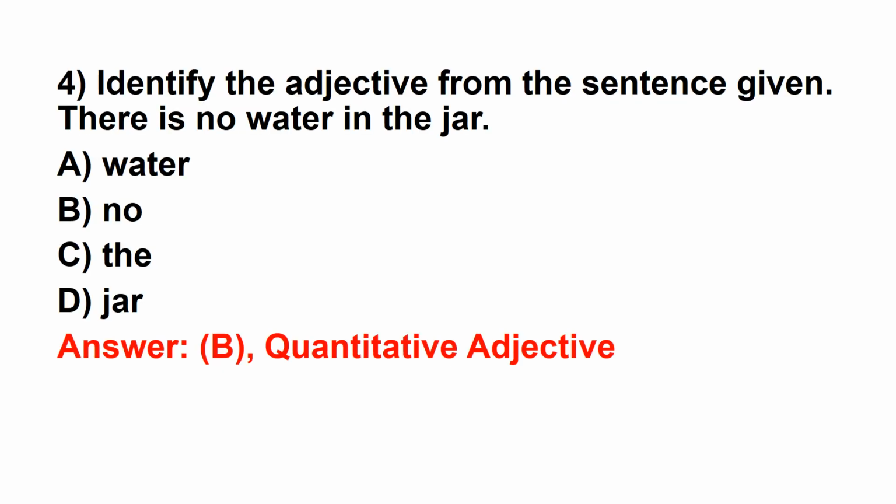Next question, identify the adjective from the sentence given. There is no water in the jar. So we are talking about water. And what is the quantity of the water? No water. Here it is a quantitative adjective and it is no.